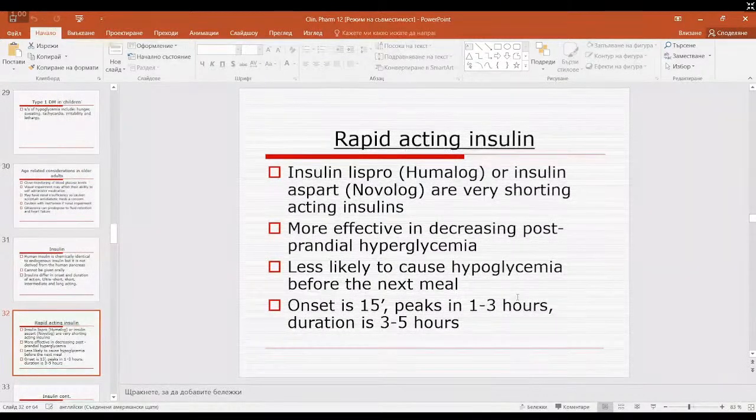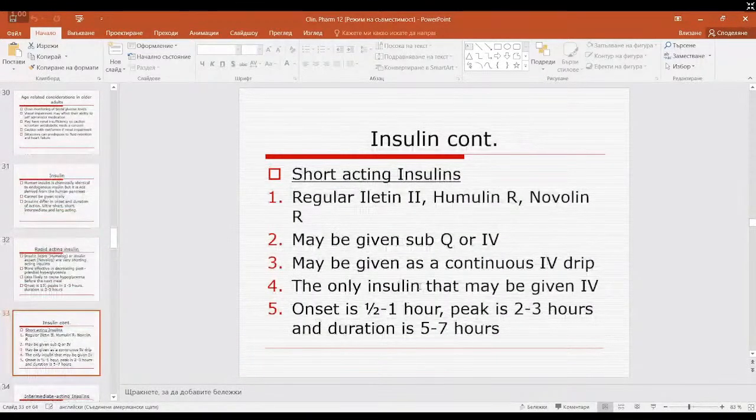Rapid acting insulins have a very rapid onset, and they also have a short duration of action. So they start working in 10 to 15 minutes after administration, and they're mostly effective in decreasing postprandial hyperglycemia. So when patients are going to eat, it's a good idea to administer a rapid acting insulin 10 minutes before eating. And this happens usually 3 times a day in most patients who depend on insulin.